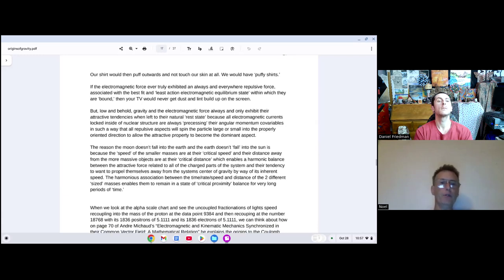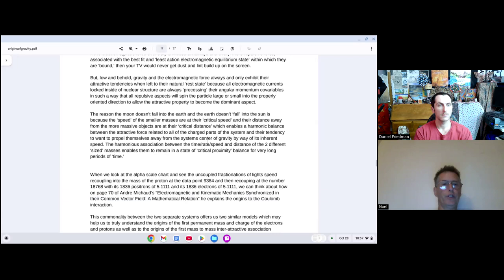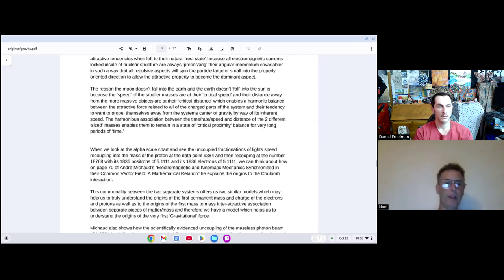Now, the reason the moon doesn't fall into the earth and the earth doesn't fall into the sun is because the speed of the smaller masses is at its critical speed and critical distance away from the more massive object. So this enables a harmonic balance between the attractive force related to all the charged parts of the system and their tendency to want to propel themselves away from the system's center of gravity by way of its inherent speed. The harmonious association between the time, rate, speed, and distance of the two sized masses enables them to remain in a state of critical proximity balance for very long periods of time.